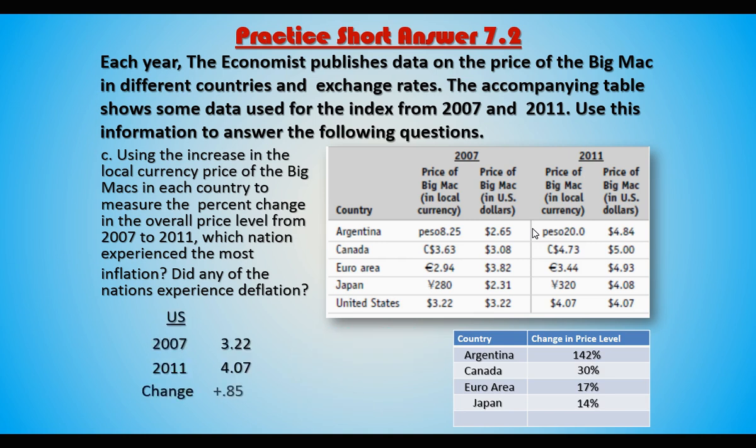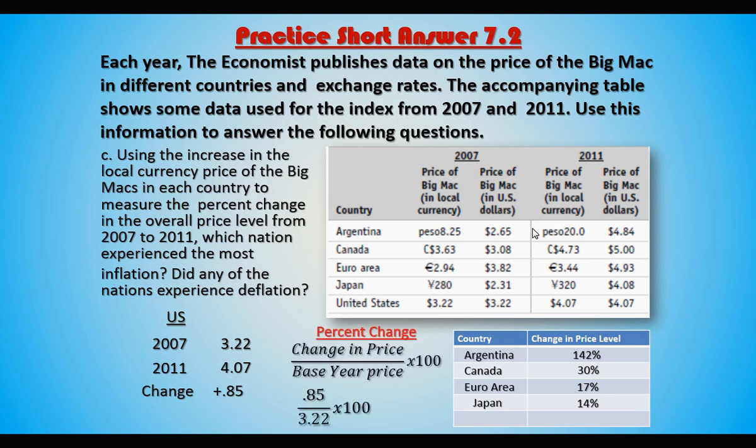And then finally in the US, $3.22 base year went up to $4.07, took the difference, which is 85 cents. Take that as a proportion of the base year, which is $3.22, multiply by 100 to get the inflation rate. In this case, it's going to be equal to 26%. So the US had 26% inflation.